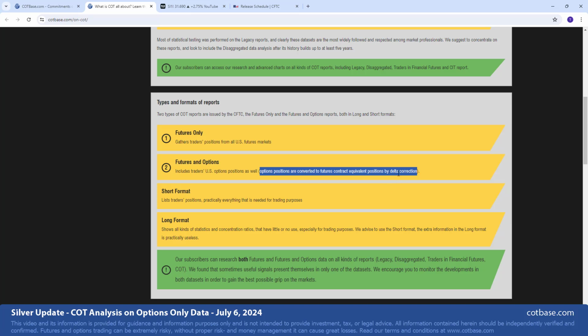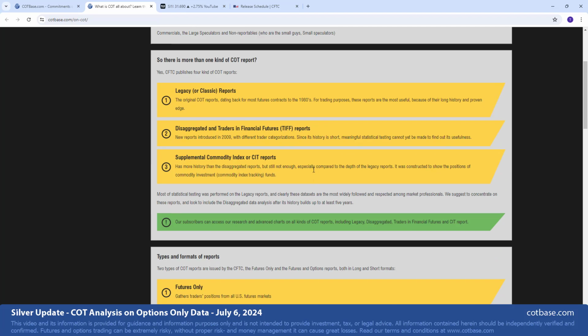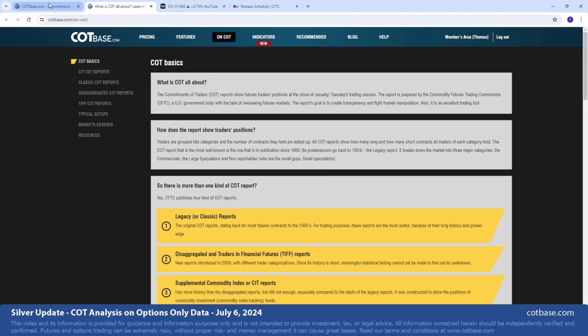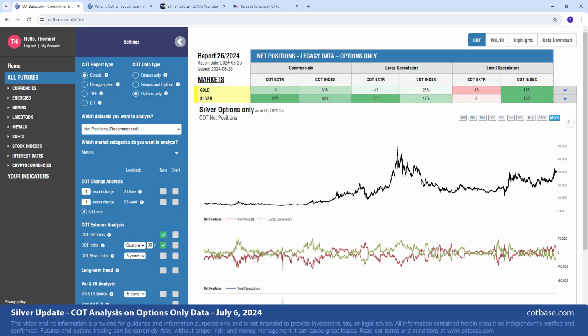And basically we convert these options contracts to futures contracts to get a combined data, which of course really shows you the entire market. All the traders are together, and that's what we usually analyze in these weekly COT reviews, the futures and options combined data type on the classic COT report that has the longest history of COT data. In today's video, I want to show you something we've created, the options only.